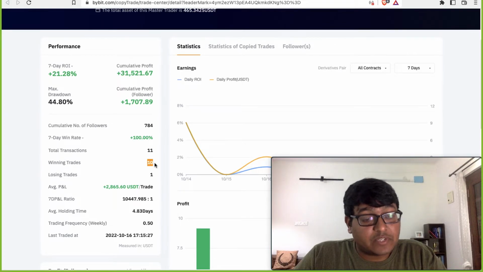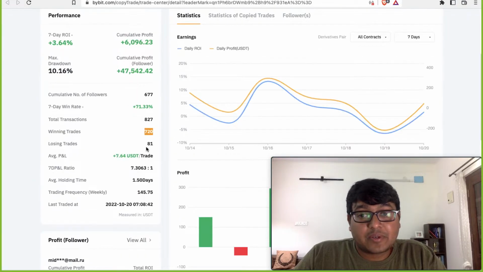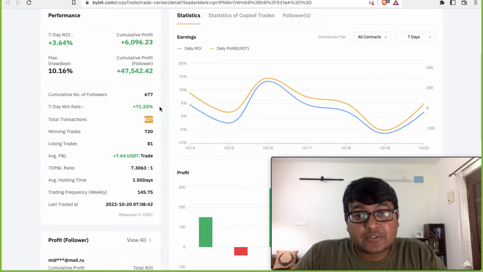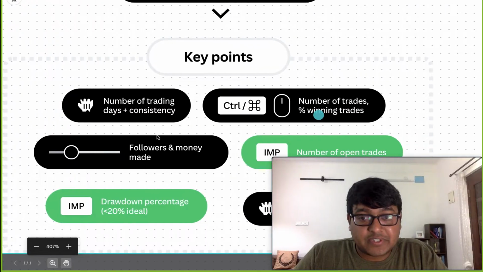Now, whom will you follow? This guy might have like a 91-92% kind of a strike rate. The other guy has 87. But if you look at it, he's got 87% on a larger number of 827 trades. So I would definitely go with this person.